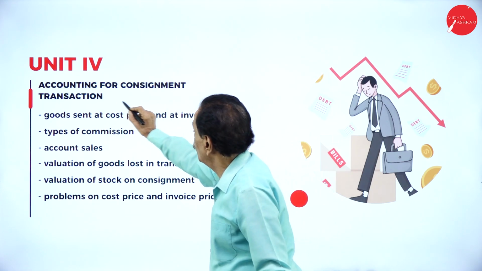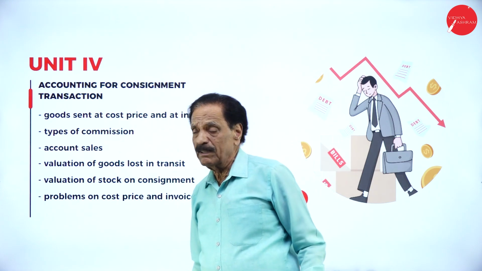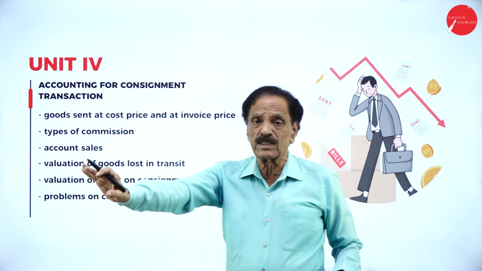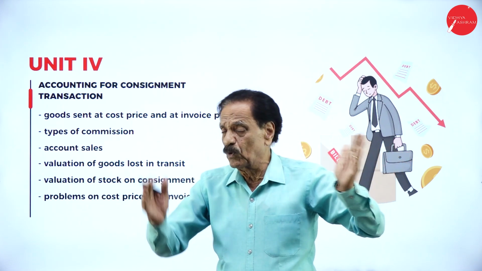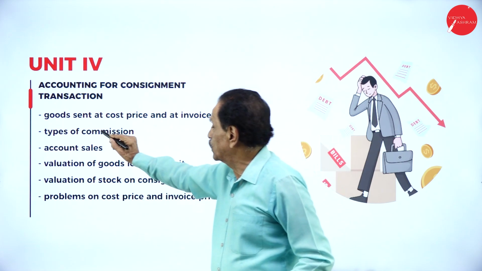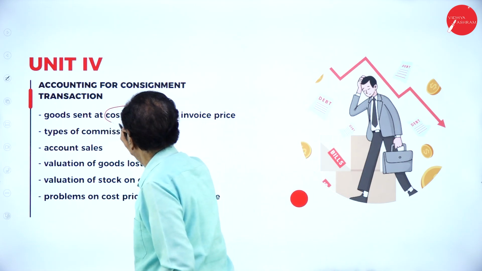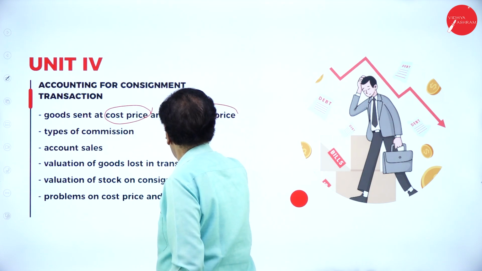Unit 4, accounting for consignment transaction. So in consignment, we have got two parties. One is called the consignor and the other is called the consignee. Consignor is the owner, consignee is the agent. Goods are sent by the consignor either at cost price or invoice price.